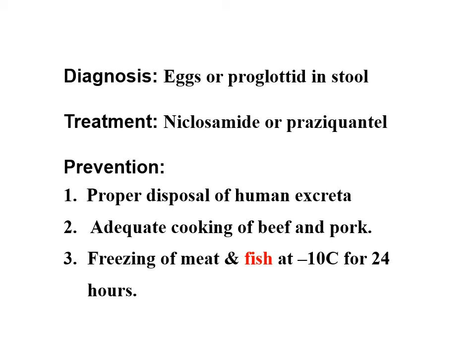As I said, there is a parasite which is also causing infection of man. The larval stage is found in fish, and this is known as Diphyllobothrium latum. So freezing also of meat, as well as freezing of fish at -10 degrees for a day or more, can kill the bladder worms in meat, that is in the beef, in the pork, as well as in the fish.